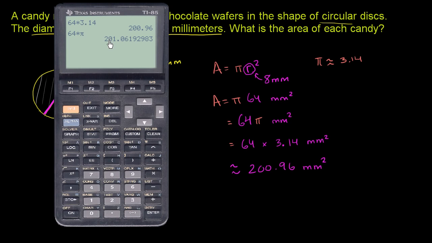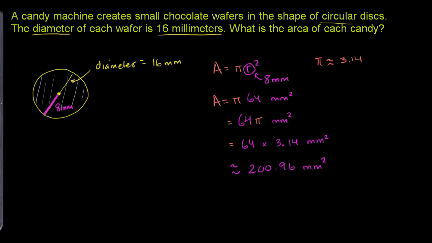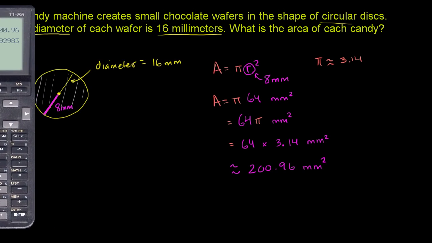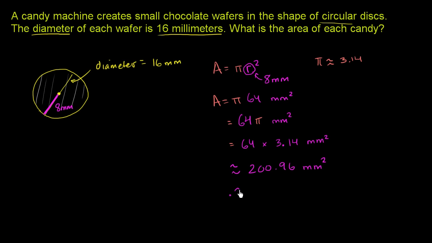And you get 201. So let me put it over here so I can write it down. So a more precise is 201, and I'll round to the nearest hundredth. So you get 201.06 square millimeters. So this is closer to the actual answer because the calculator's representation is more precise than this very rough approximation of what pi is.